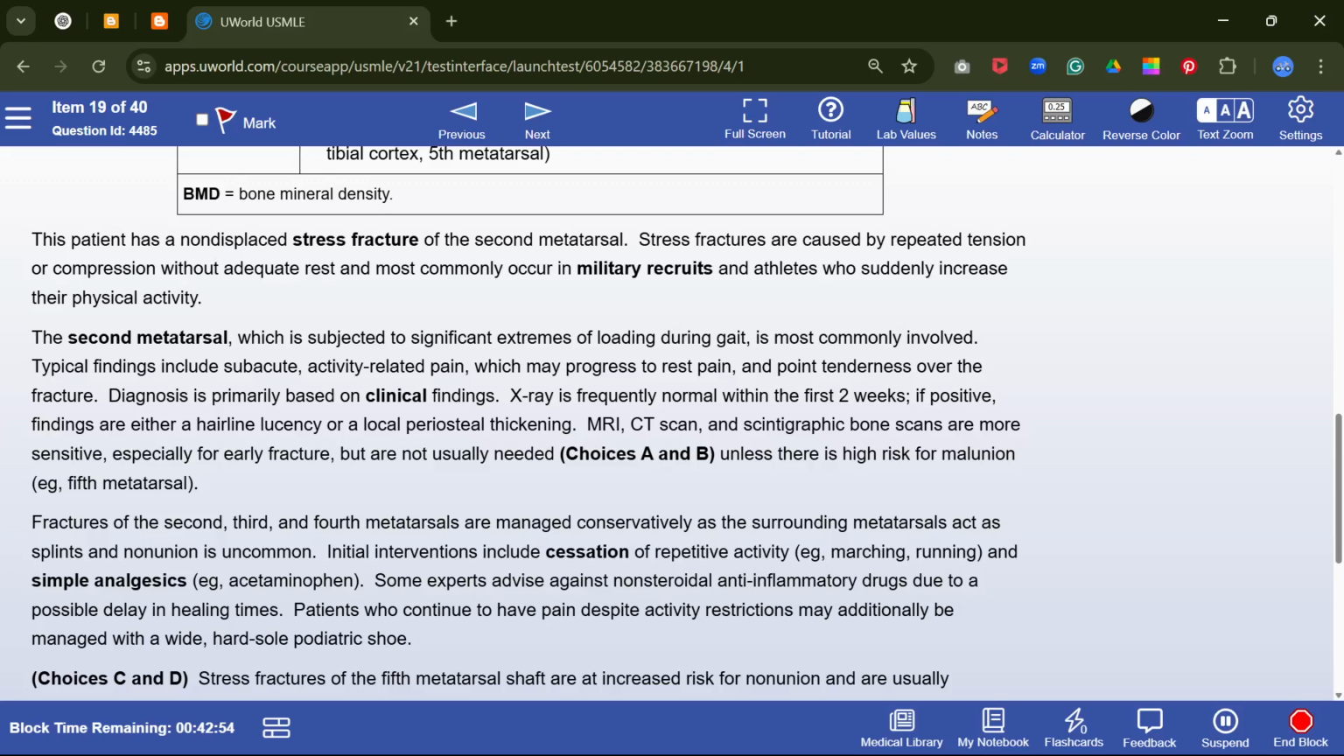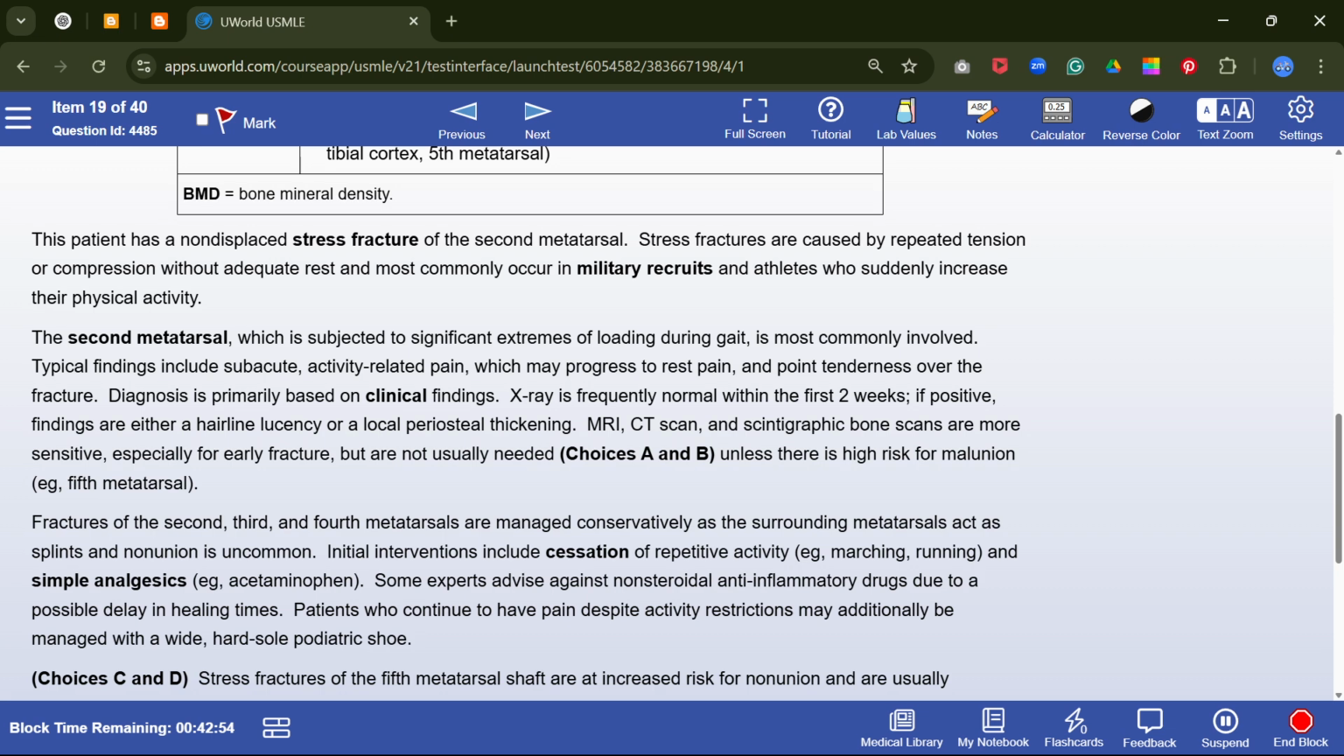Diagnosis is primarily based on clinical findings. X-ray is frequently normal within the first 2 weeks; positive findings are either hairline lucency or local periosteal thickening. MRI, CT scan, and scintigraphic bone scan are more sensitive, especially for early fracture, but are not usually needed unless there is a high risk of malunion.